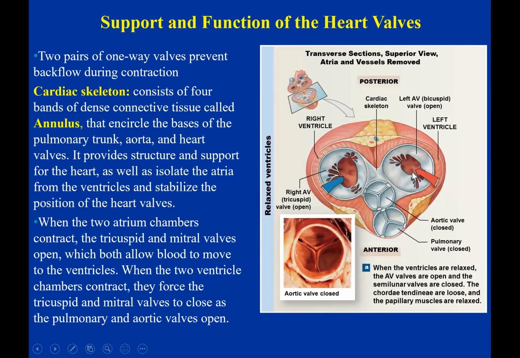So here in this picture, you can see the four valves. When the AV valves are open, the pulmonary valve and the aortic valve will be closed, and vice versa. The valves are kept in place by the cardiac skeleton. It is a dense connective tissue. So this gives structure and it gives the shape of the heart. It keeps the shape of the heart. So this is the cardiac skeleton. They are bands of dense connective tissue called annulus. So it's providing structure and support to the heart, and it is going to isolate or divide the atrium from the ventricles.